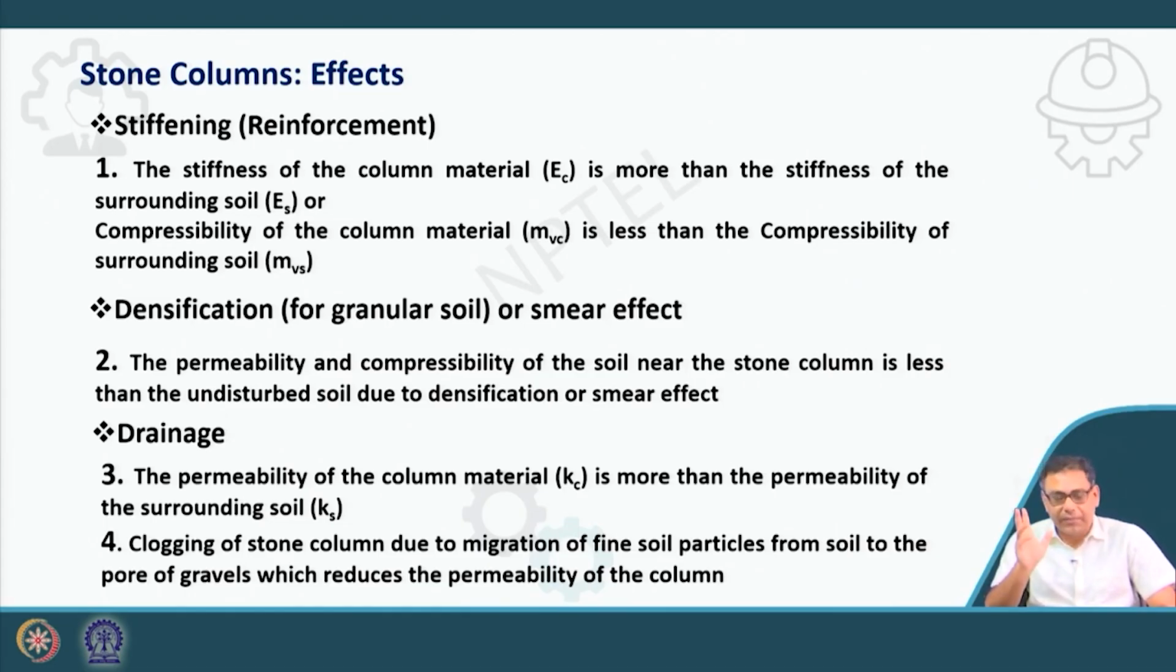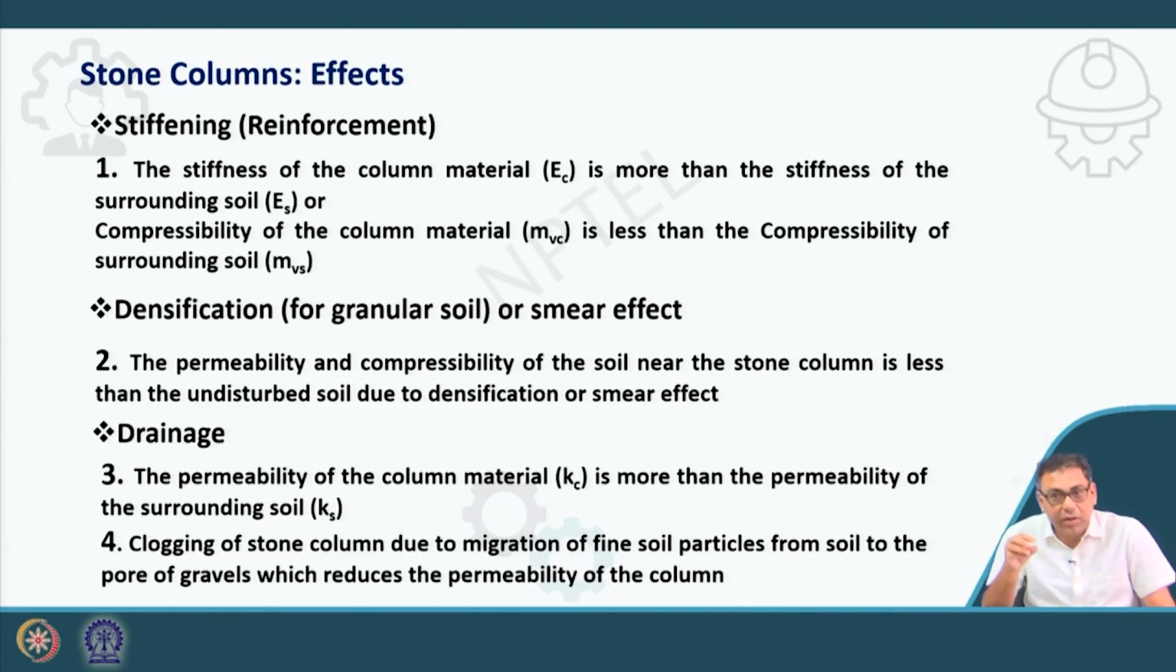And compressibility: if the stiffness of the stone column is more than the stiffness of the surrounding soil, then definitely the compressibility of the stone column will be less than the compressibility of the surrounding soil. That is written here. The compressibility of the stone column is less than that of the surrounding soil, which is obvious. If stiffness is more, then the compressibility will also be less compared to the surrounding soil.